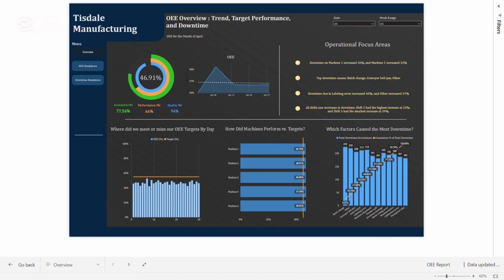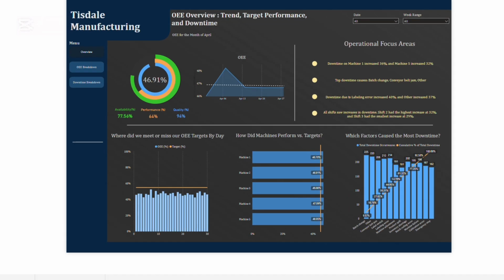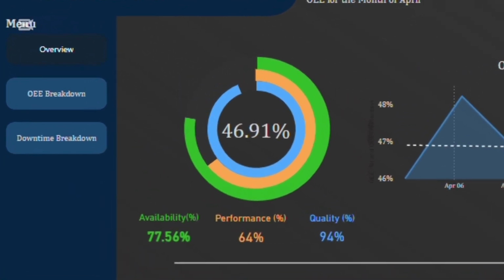Let's walk through the performance story for April 2025 using our OEE dashboard to highlight what went well and what didn't across our operations. Over the course of April, our average OEE was 46.91%. Availability held at 77.56%, performance lagged at 64%, and quality remained solid at 94%. This tells us that our machines are producing good parts, but not often enough and not fast enough.